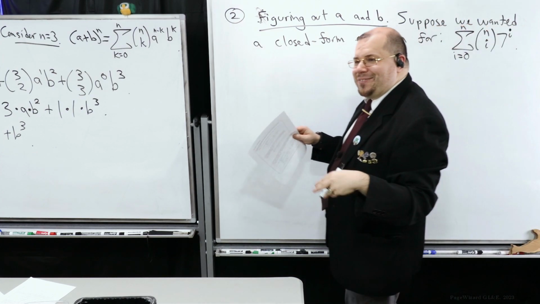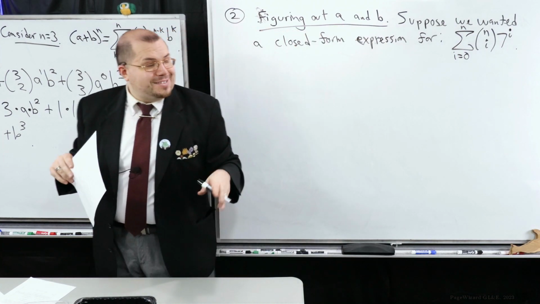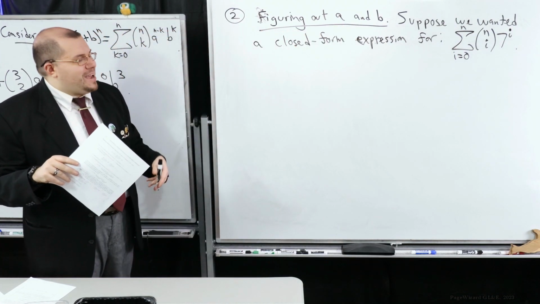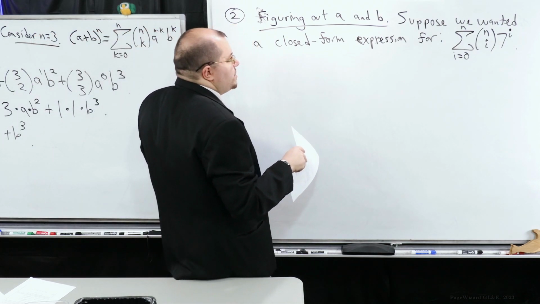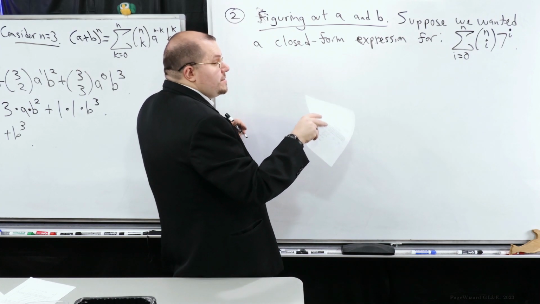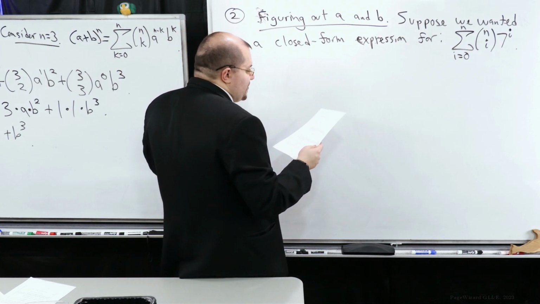So it's slightly different. I changed the variable from k to i just to make it clear that it doesn't have to be k or anything like that. It's just a name. So the sum from i equals 0 to n of n choose i times 7 to the power of i.